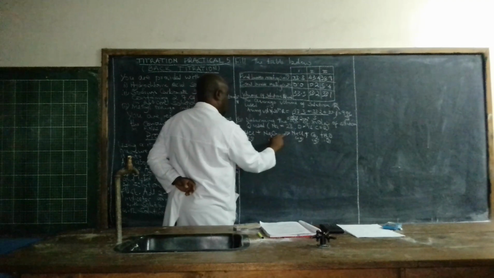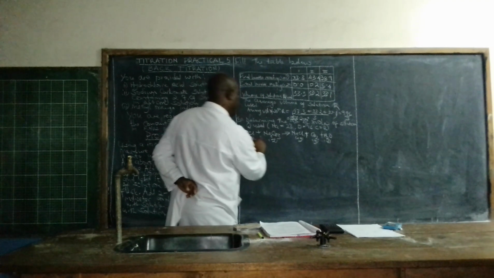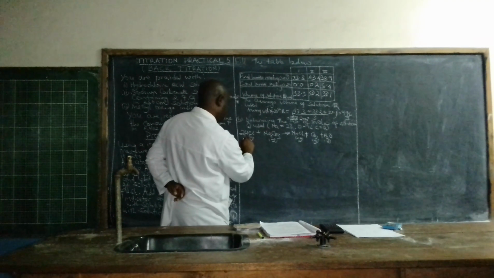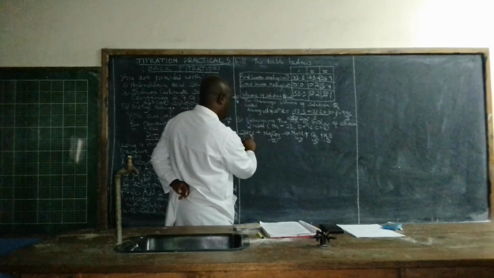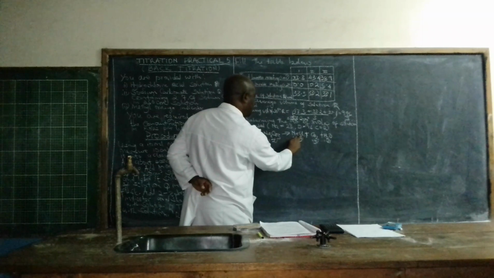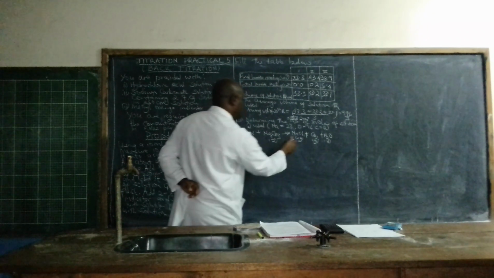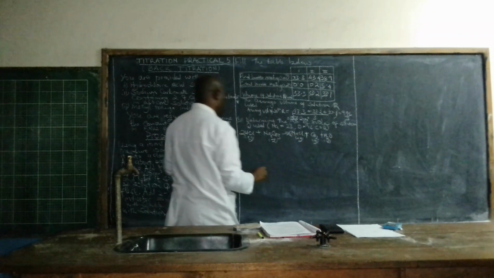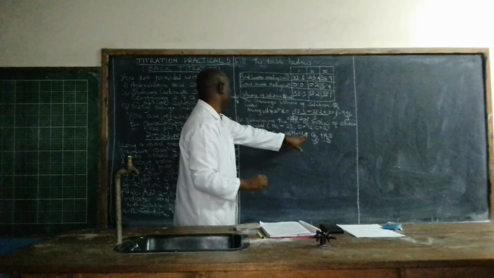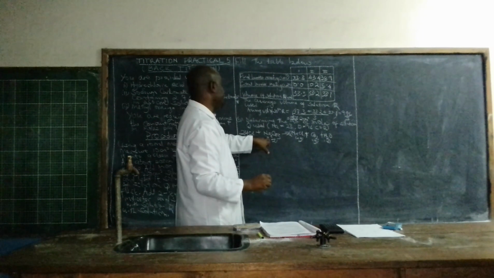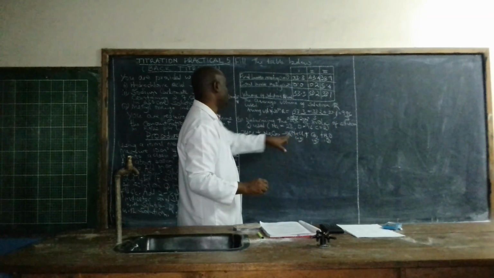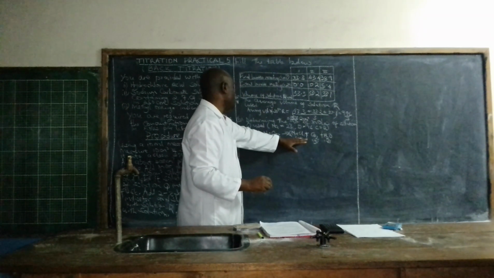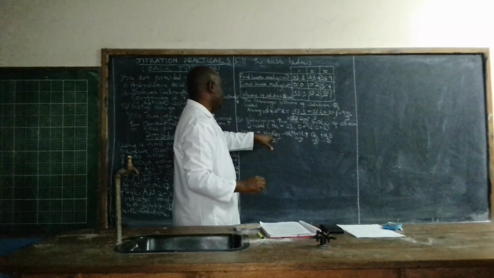Chlorines are 2 on this side, but on this side it's 1. So we write 2 here, so that we have 2 chlorines on this side and also on the other side. Sodium atoms here are 2, and on this side there are 2, so that our equation is balanced.